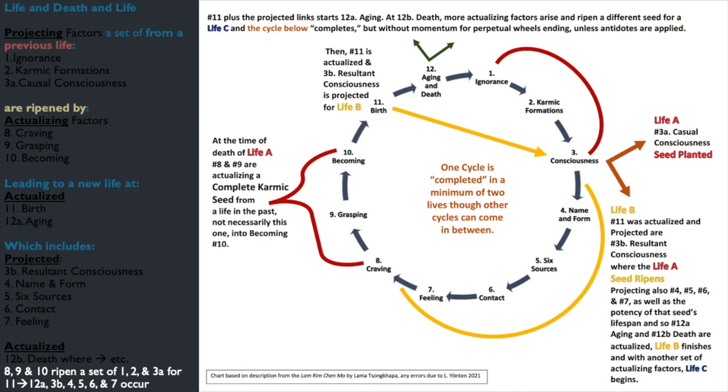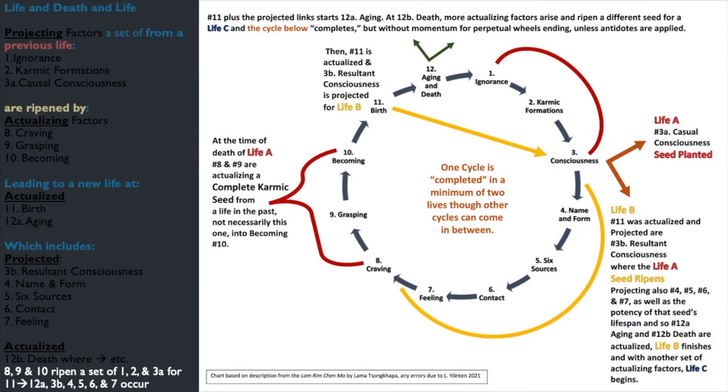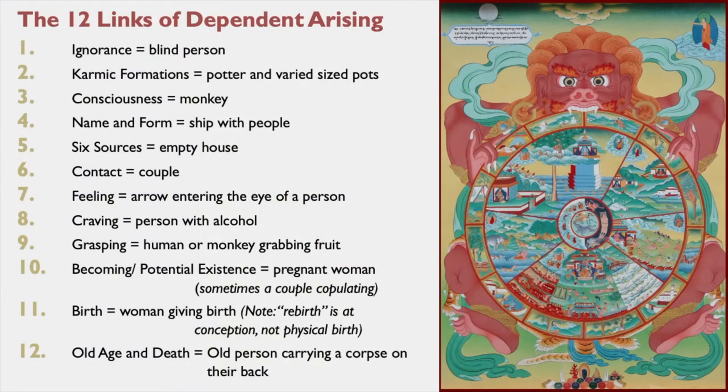Leading to a new life, at birth and the first part of aging, 11 and 12, which includes the projected results, 3B, the resultant consciousness, name and form, 6 sources, contact and feeling, 3 through 7.